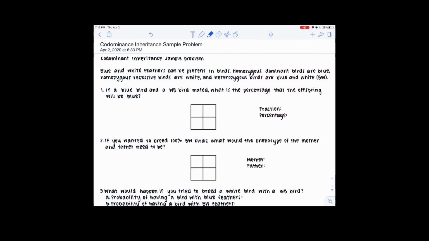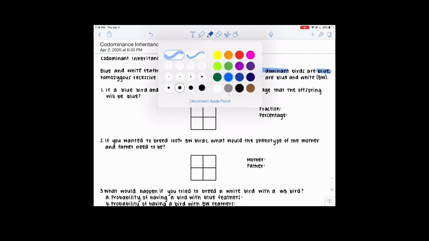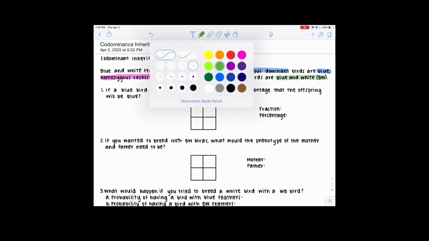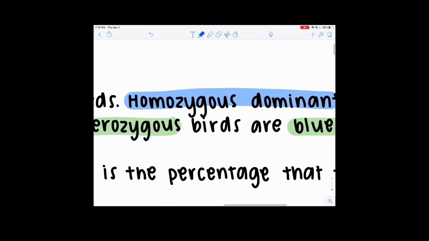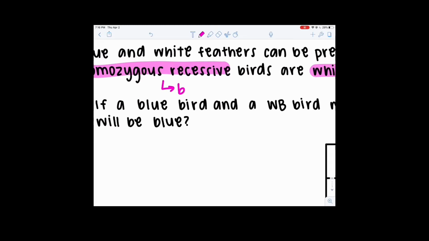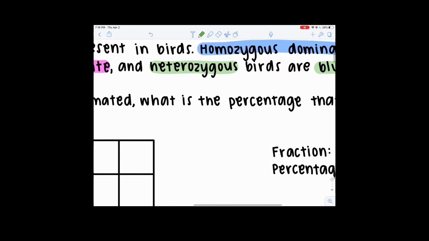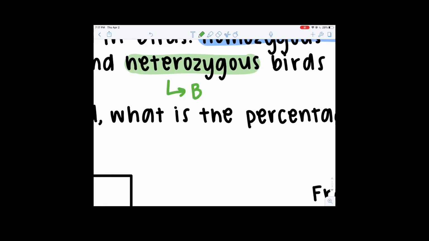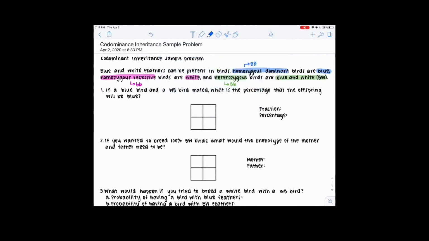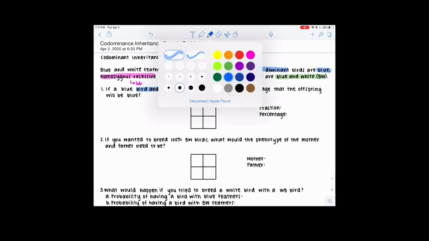Codominance inheritance sample problem. Blue and white feathers can be present in birds. Homozygous dominant birds are blue, homozygous recessive birds are white, and heterozygous birds are blue and white, which we can also use the abbreviation BW. So we can label our homozygous dominant capital B, because capital letters represent dominant alleles. And we can label our homozygous recessive as lowercase b, because lowercase letters represent recessive alleles, and our heterozygous as capital B, lowercase b. If a blue bird and a BW bird mated, what is the percentage that the offspring will be blue?